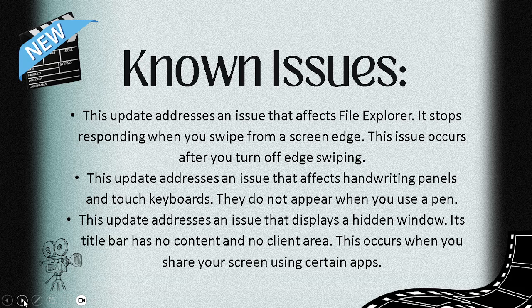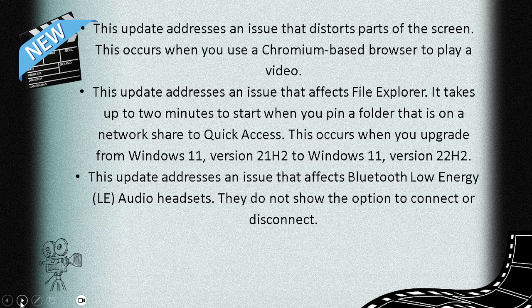Also, the other issue is that it displays a hidden window. Its title bar has no content and no client area. This occurs when you share your screen using certain apps. And another issue that distorts parts of the screen. This occurs when you use a Chromium based browser to play a video. Other one is it affects File Explorer. It takes up to 2 minutes to start when you pin a folder that is on a network share to quick access. This occurs when you upgrade from Windows 11 version 21H2 to Windows 11 version 22H2.